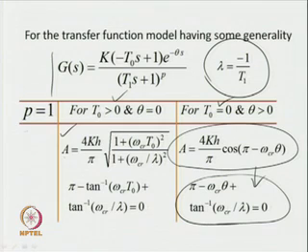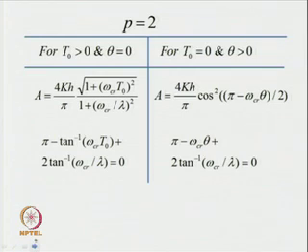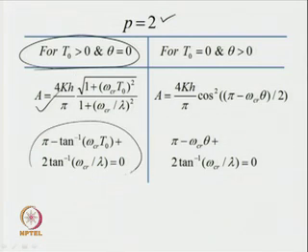So, for higher values of p also, one can easily obtain similar expressions. When p is equal to 2, when the transfer function model is of second order, in that case, for T0 greater than 0 and theta equal to 0, the set of equations are obtained as A is this much and the phase condition gives us this equation.